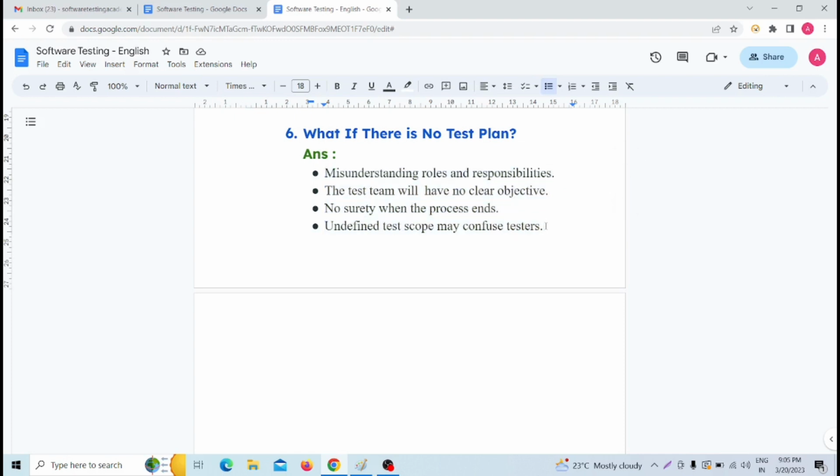My personal experience is: please follow the test plan. If in your project there is no test plan, then schedule a meeting with your test manager and your testing lead, and please create the test plan. It will be more beneficial for your testing activities.